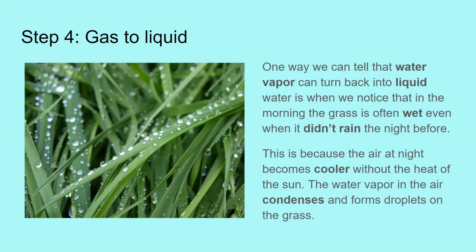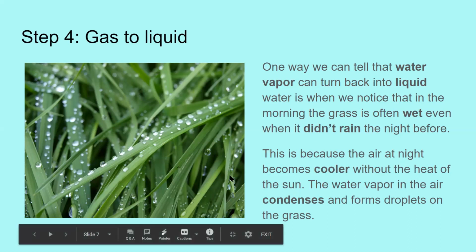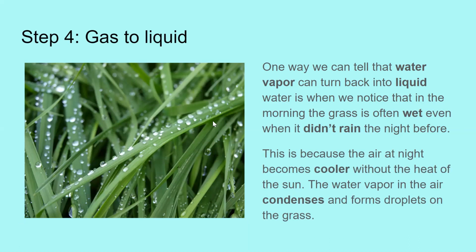The water vapor in the air, because there's water vapor always in the air to a certain degree, it condenses and forms droplets of water on the grass. So you know when you go out in the morning sometimes, and even though it hasn't rained, you find little droplets of water on the grass. And that's because the water in the air that's in its gas form cooled down enough to turn back into liquid. So that's the last phase of our experiment.